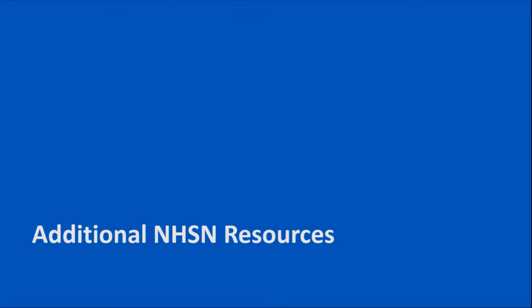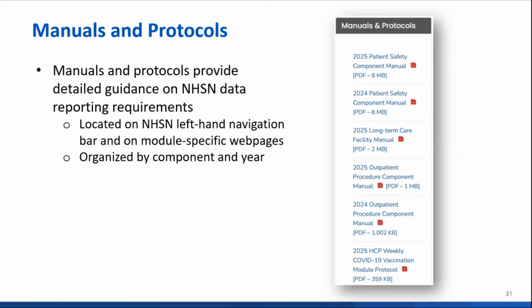For the last part of our presentation, we will review additional resources available to NHSN facilities. Manuals and protocols are designed to provide detailed instructions and guidance on the NHSN data reporting requirements. Facilities can access the manuals and protocols on the navigation bar, and these are organized by the NHSN component and year. The documents are also posted on module-specific web pages.